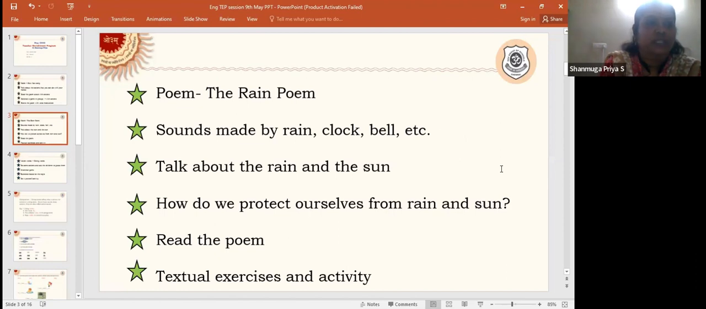Okay. So after discussing, we can do the textual exercises. So from this year onwards, for class 1 itself, we have textual exercises. We have some classwork notes to be written for poems too. So we can do some textual exercises. After the poem, in the next page, we have a few questions. What is falling from the sky?